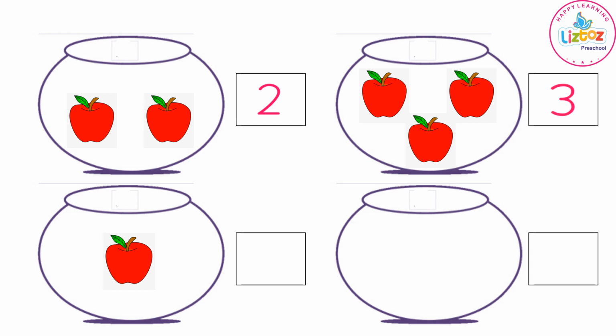1, 2, 3. 3. Next one. How many apples are there? 1. How many apples? 1. The next jar. Any apples are there? No apples. Nothing is there. ஒண்ணுமே இல்லைன்னா என்ன போடணும்? 0.